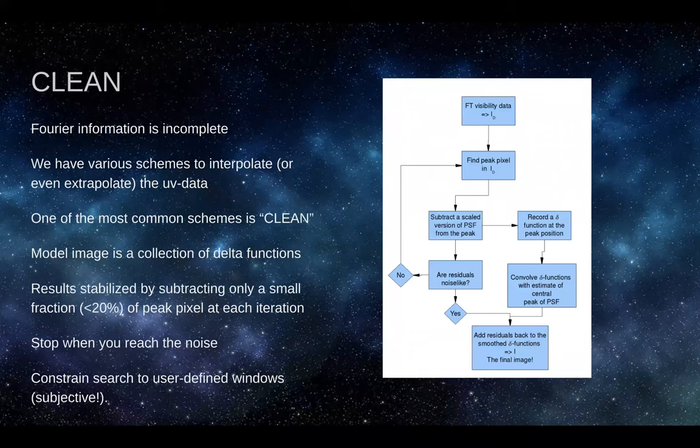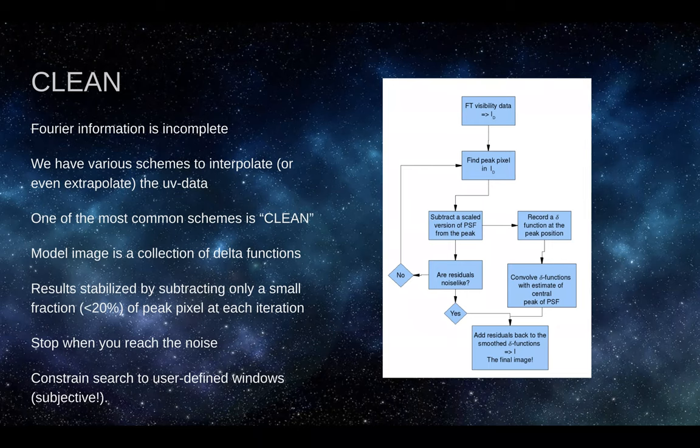Okay, well, this is a little bit more relevant, I think, for what we're going to be doing now. So this is the CLEAN algorithm. And as I said before, in VLBI, we are measuring the incomplete Fourier transform of the sky brightness distribution.